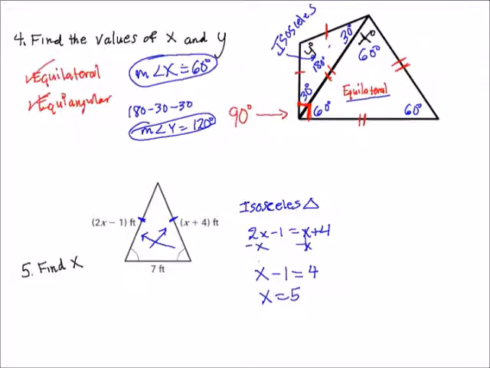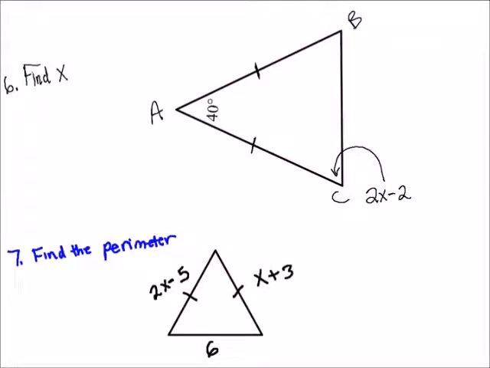X equals 5. We're going to need that type of work to do the next problem. So moving on. Find X. I have an isosceles triangle here. I just keep wanting to point out isosceles and equilateral triangles. Here's an isosceles triangle, and we know that the vertex angle has to be 40 degrees, and we're trying to find X.